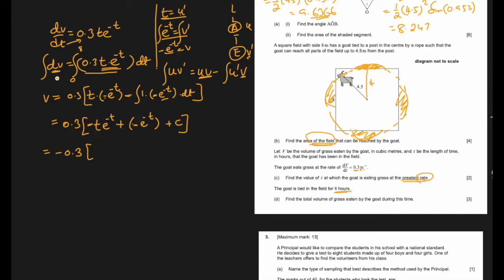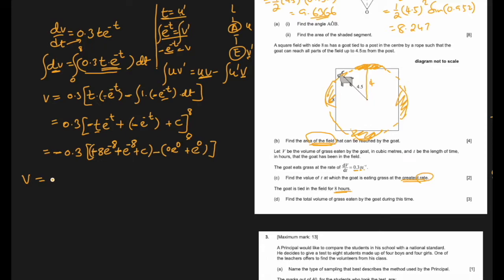Alright, now we have to substitute 0 and 8. So let's put 8 first, so minus 8 e to the power minus 8, and this was minus e to the power minus, oh sorry, I took minus common, so it should be plus here. I took minus with 0.3 here. So minus 8 e to the power minus 8 plus e to the power minus 8 plus c, minus, now I have to substitute 0 here: 0 times e to the power 0 plus e to the power 0 plus c, because negative is out. I have made this a little complicated, but I'm being very careful. Hopefully I'll get it right.